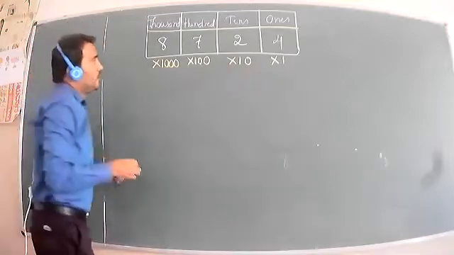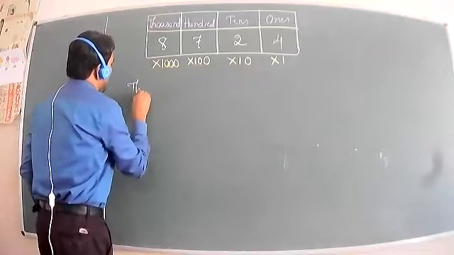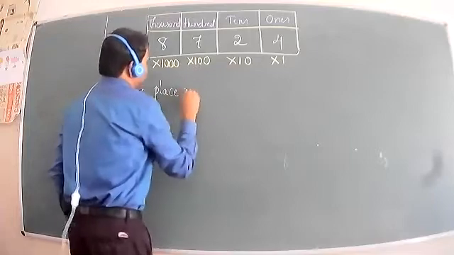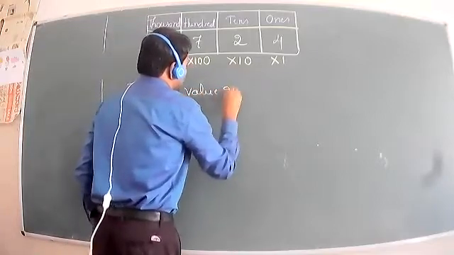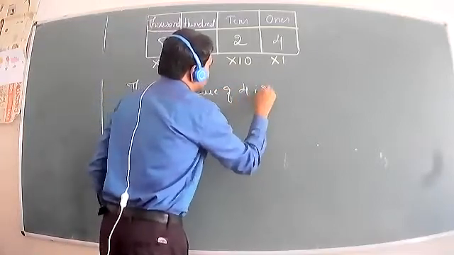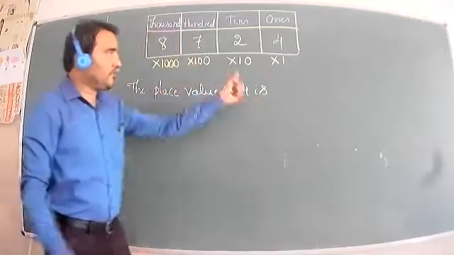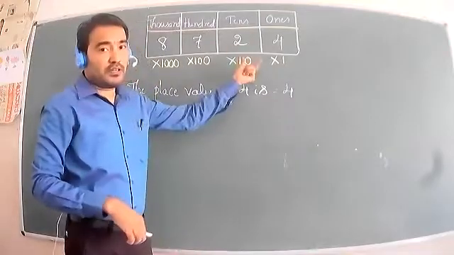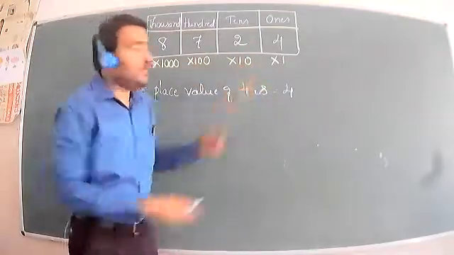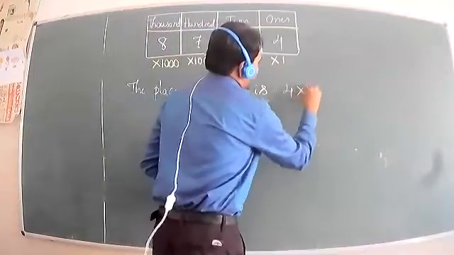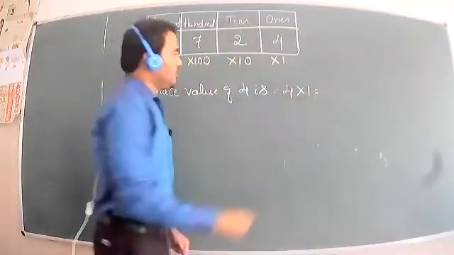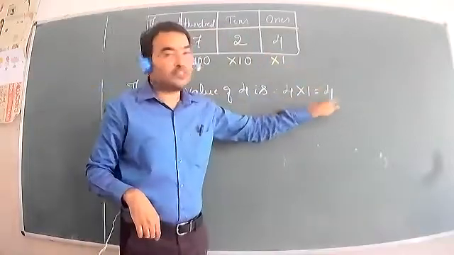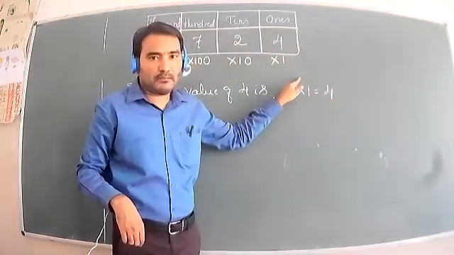So now, the place value of 4. What is 4? The given number is 4. Whatever number is given, we have to write it. How much to multiply? 1. We get what? 4 times 1 is 4. The place value of 4 is 4, because it is in the ones place. Keep in mind. Understand?